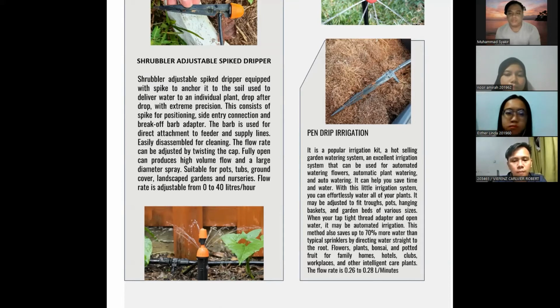It may be adjusted to fit troughs, pots, hanging baskets, and garden beds of various sizes. When you tap, tighten the thread adapter, and open the water, it may be automated irrigation. So this method also saves up to 70% more water than typical sprinklers by directing water straight to the root. So flowers, plants, bonsai, and potted fruit for family homes, hotels, clubs, workplaces, and other intelligent care plants.